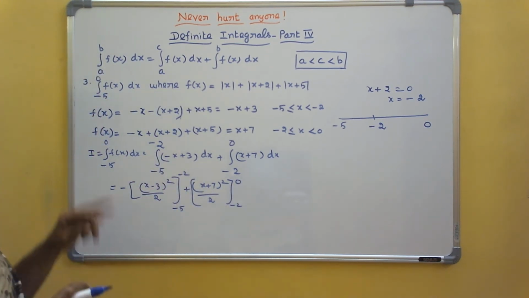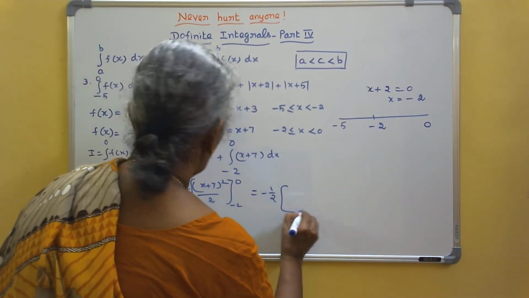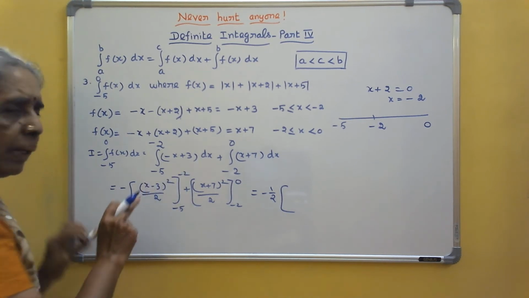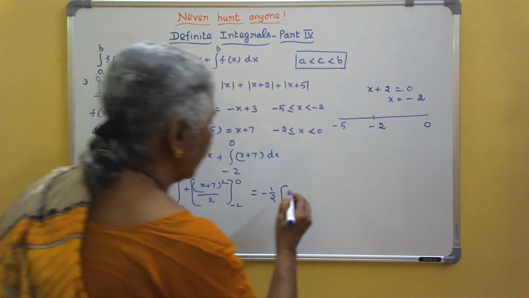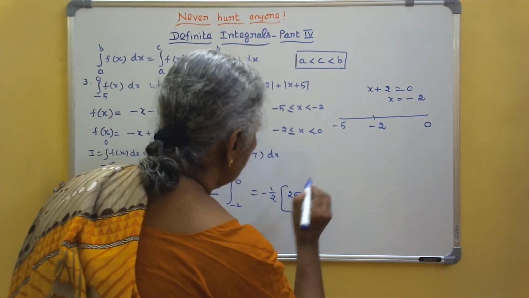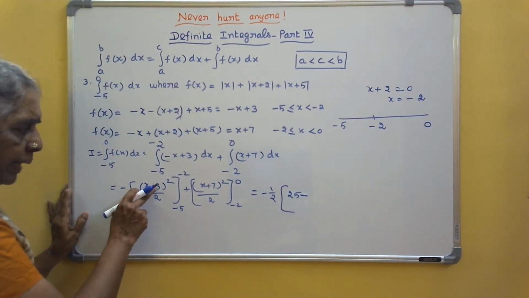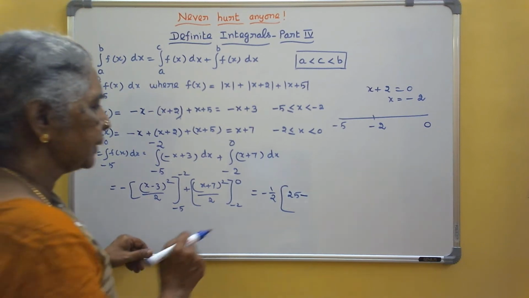Okay. So now for the first one, I will write minus 1 by 2 out. Now the upper limit is minus 2. So minus 2 minus 3 will be minus 5. Minus 5 the whole square will be 25. Then minus, the lower limit is minus 5. Minus 5 minus 3 is minus 8. Minus 8 square will be 64.